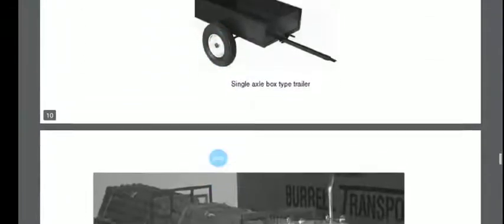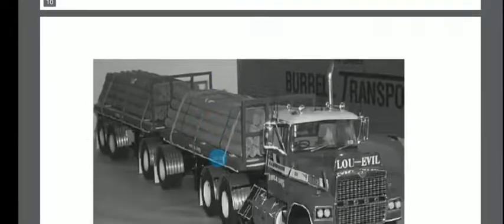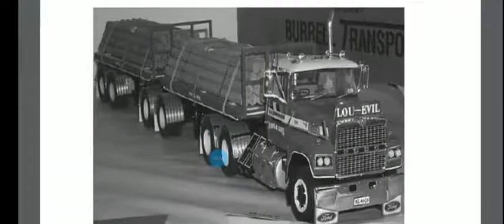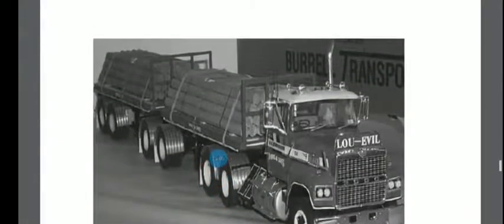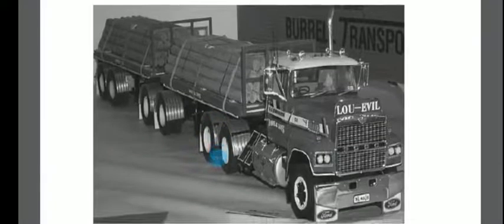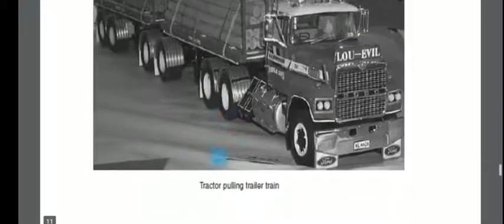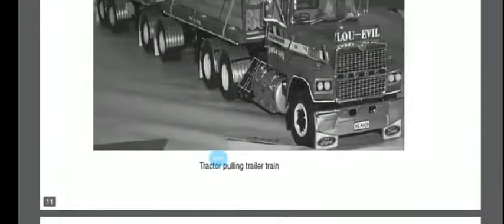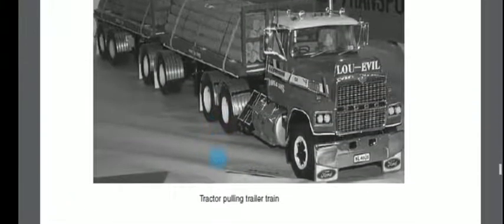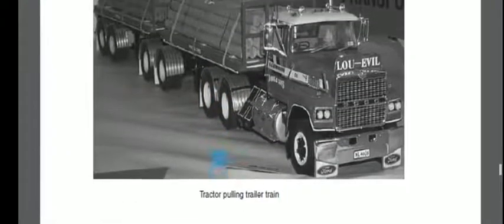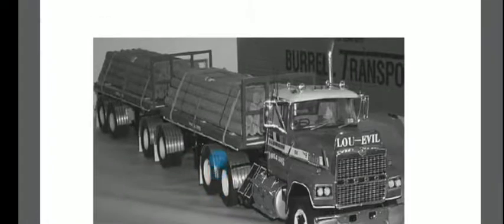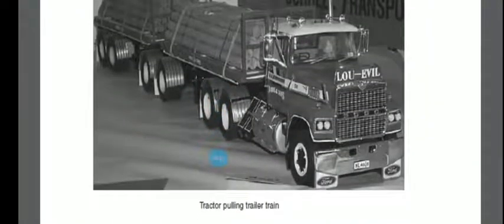You can see these types, and this is the larger type of trailer. You can also see the tractor pulling trailer trains. This type of trailer train is used so that different bulky types of materials can be transferred from one place to another. Wooden logs can also be transferred over very long distances using these trailer trains.